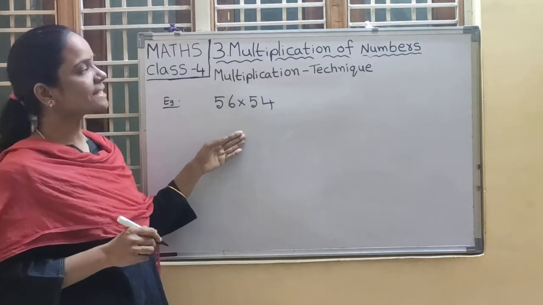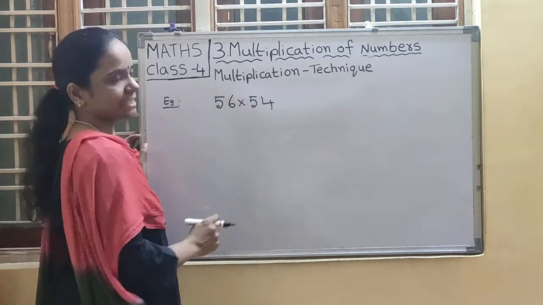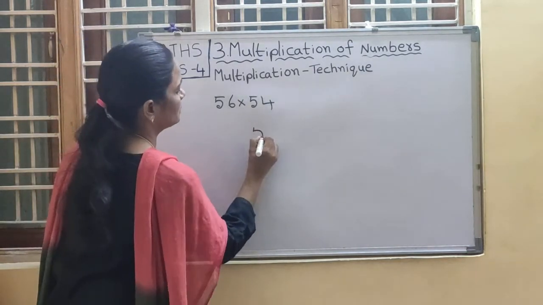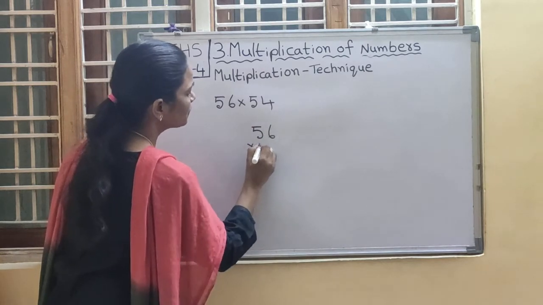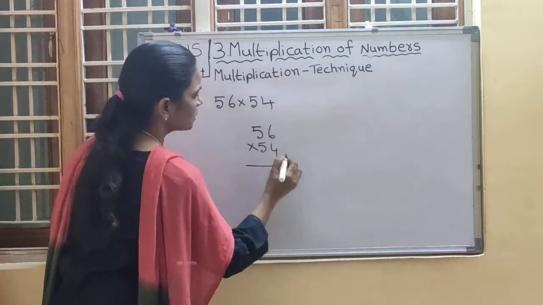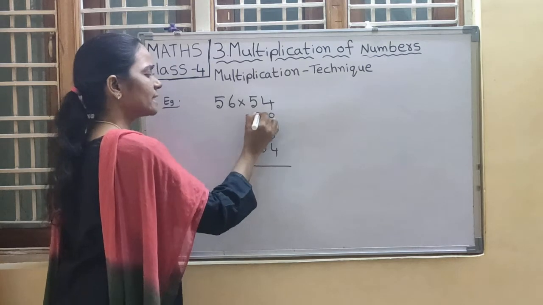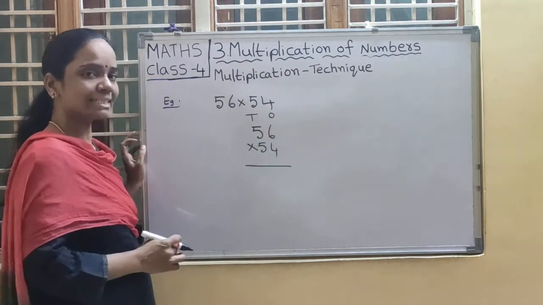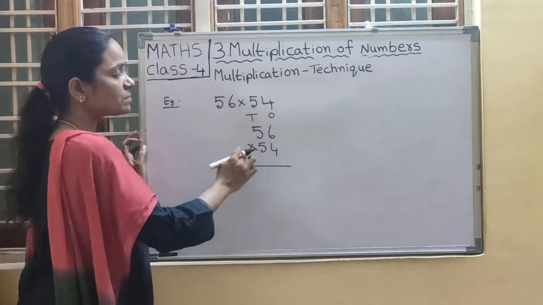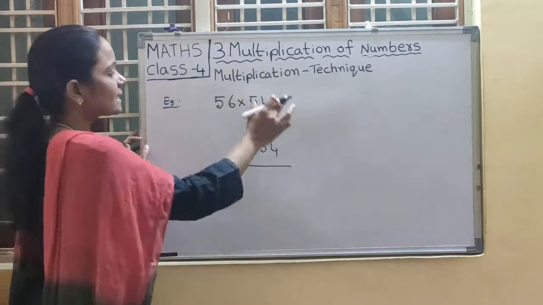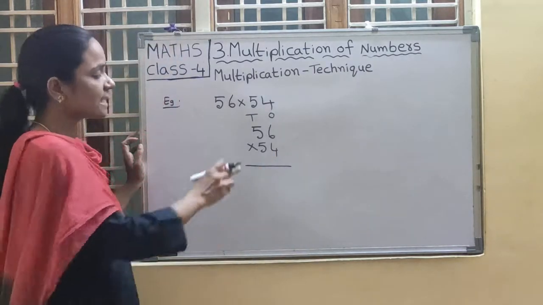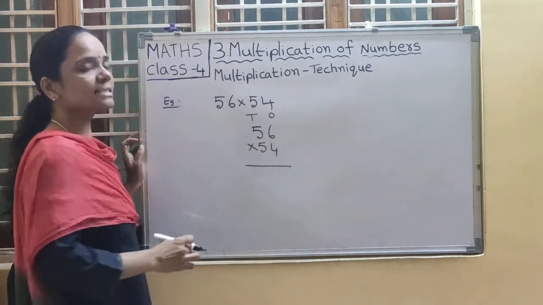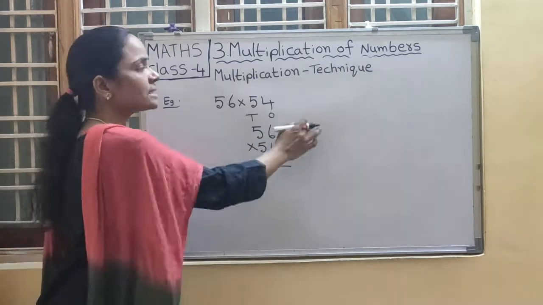So this multiplication I am going to solve now using the technique. This technique is applicable when, so 56 into 54. It is a 2-digit number, 1's place and 10's place. So check the digits at 1's place. 6 plus 4, how much? 10. And the 10's place digits are same. So this technique is applicable when the digits at 10's place are same and the sum of the digits at 1's place is 10. Then only we can use this technique.